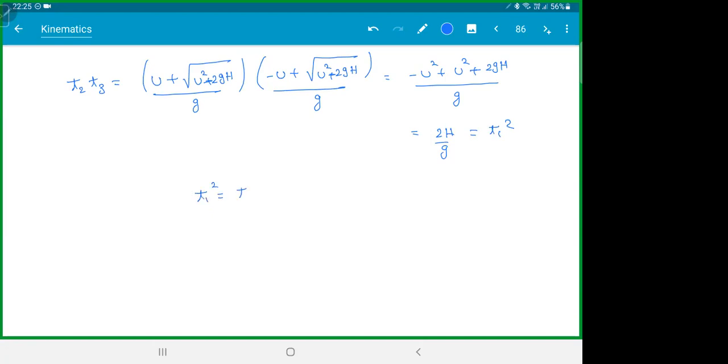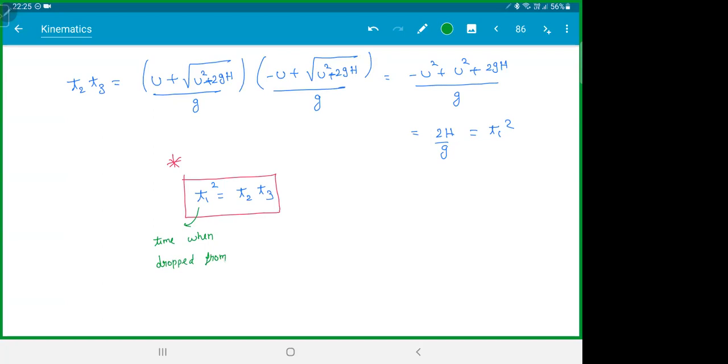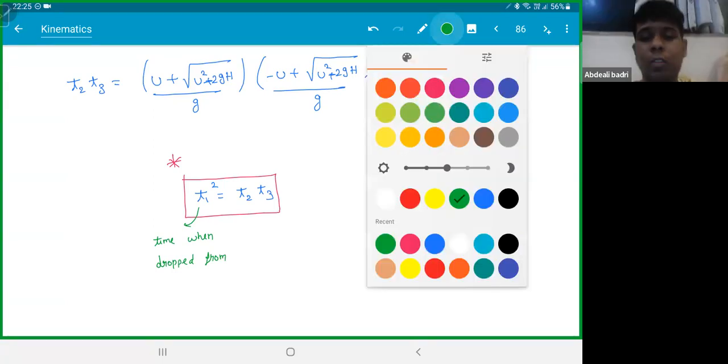T1 square is t2 into t3. It came directly in the main one-third wise. Straightforward result. Then this t1 is the time when you drop it from 0. But 2gh by g is a 2h, no? So that should be g square, no?